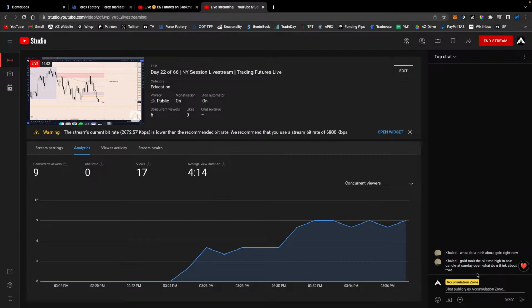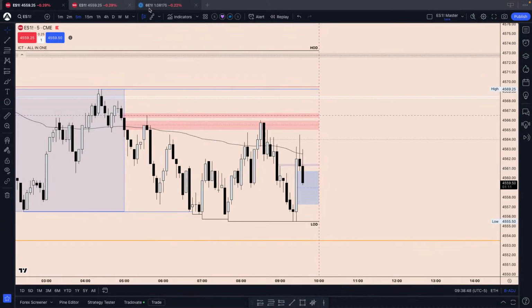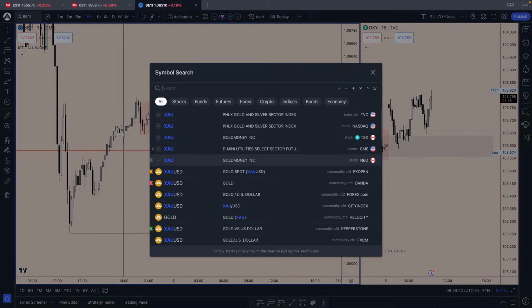Yeah, I saw that gold took the all-time high in one candle at Sunday open, and then we immediately reversed away from that. I saw a few tweets on Twitter, manipulation. I don't know. Like I said, I'm not a gold trader, I'm just an index futures trader. I could care less about what gold is doing. But, well, I'd say it's interesting, at least.